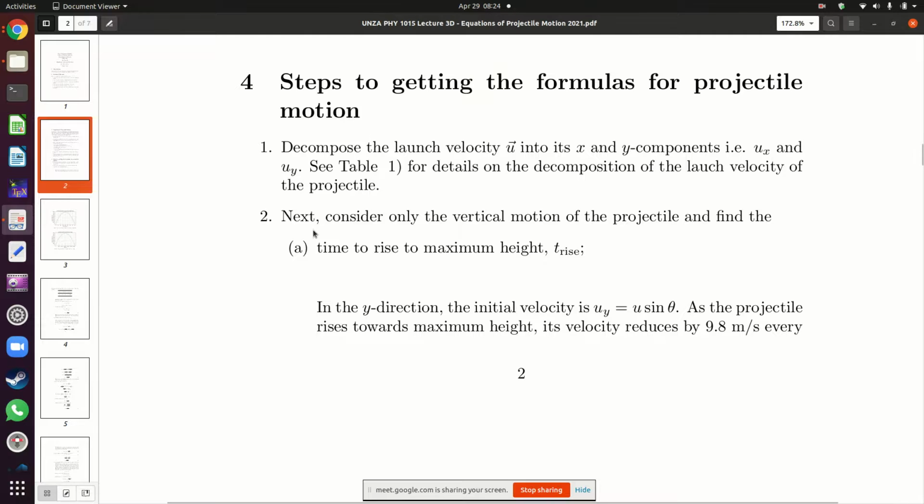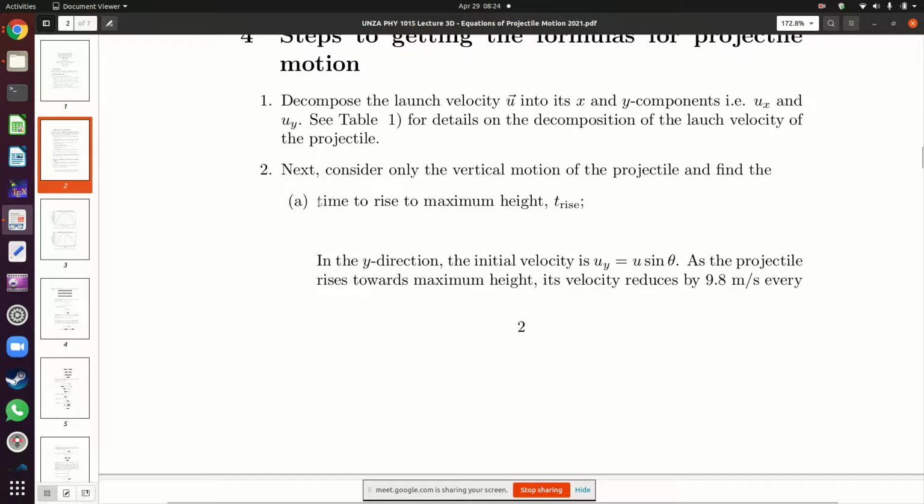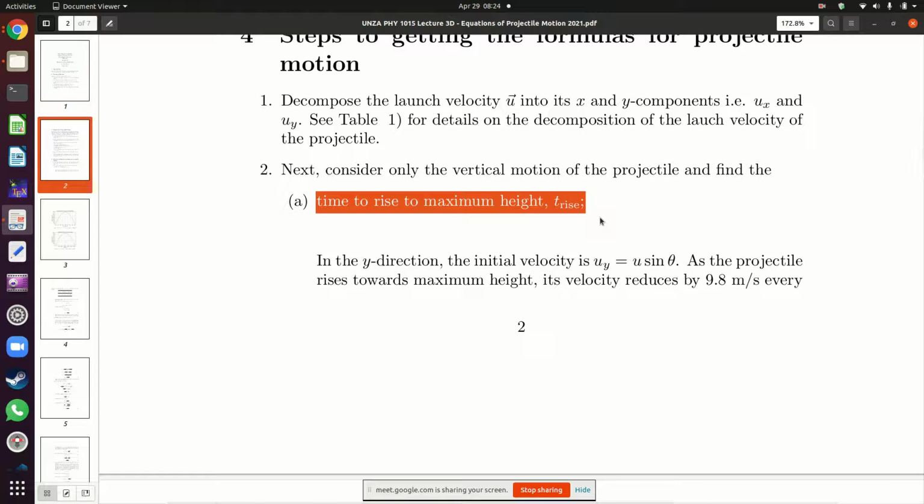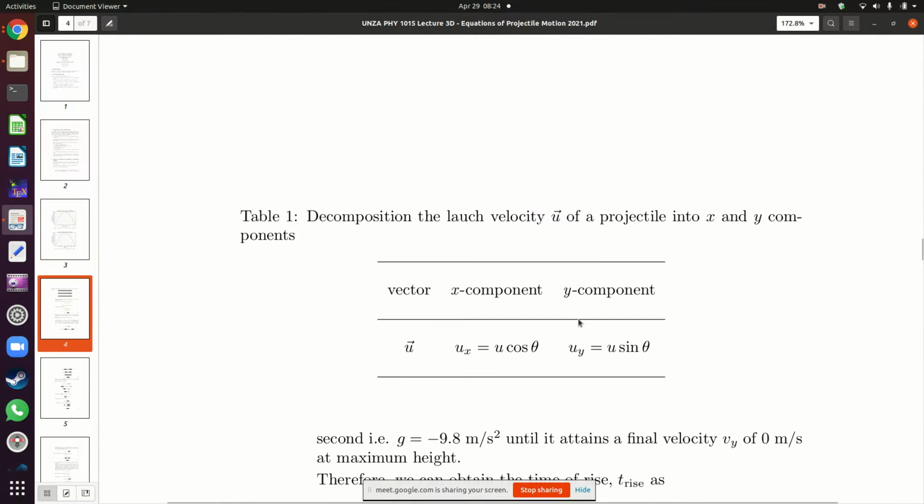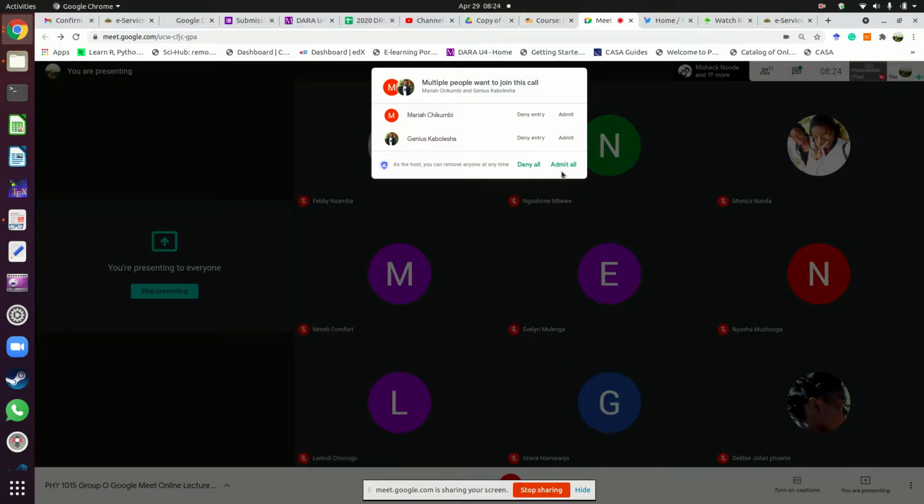How do we get the rise time? For us to get the rise time, we have to recognize that this projectile is going up. The initial velocity of the projectile in the vertical direction, in the y direction, as you can see in this table, uy is u sine theta. This is the velocity of the projectile in the vertical direction.